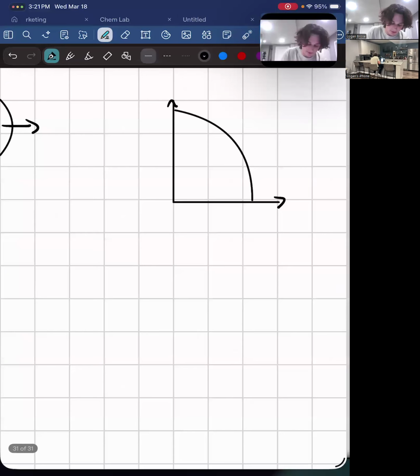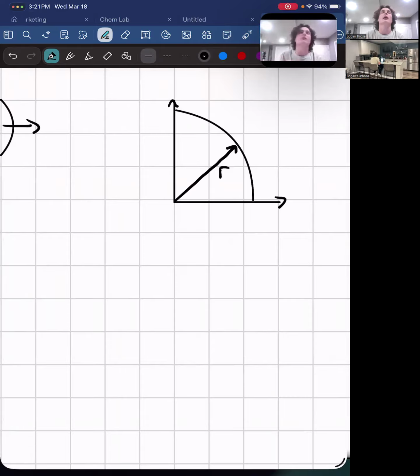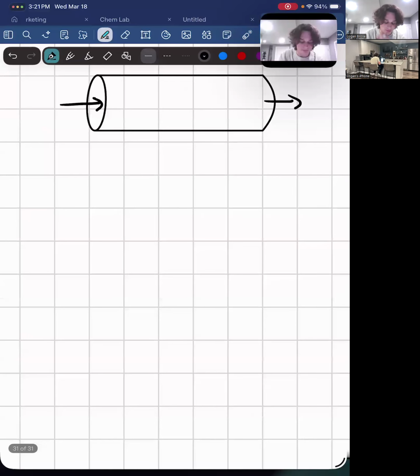Right, so we have our R, right? That's our radius. And then we have our Z. And then the third, so like in the Cartesian coordinate, we had X, Y, and Z. Our third dimension here is going to be theta. And so theta is this value here, right? That's our theta.